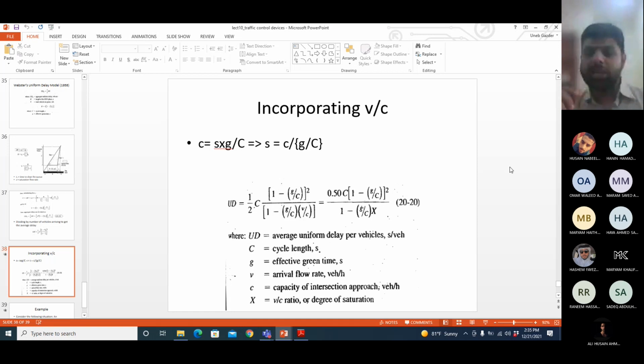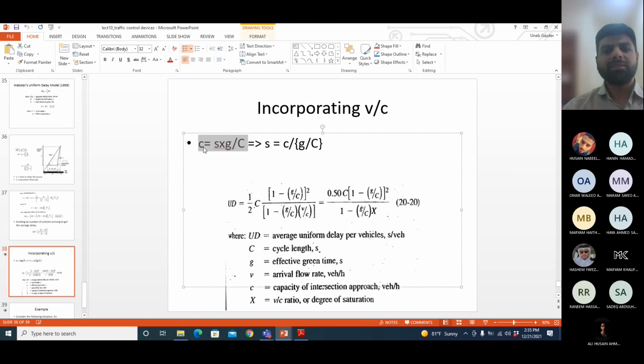But in the delay equation, we have to do some working. I cannot directly put the V by C ratio here because the equation does not have the term capacity. So we use the relationship from the first example we did in this topic: capacity equals saturation flow rate times G by C ratio. A small c is capacity, capital C is cycle length. Keep the difference in mind.